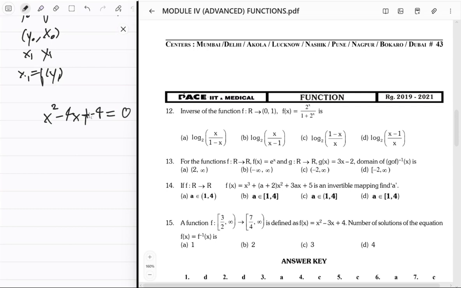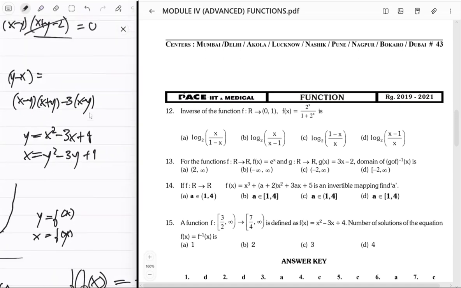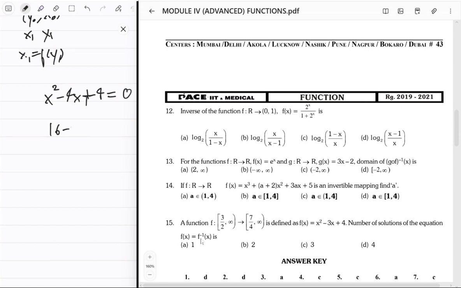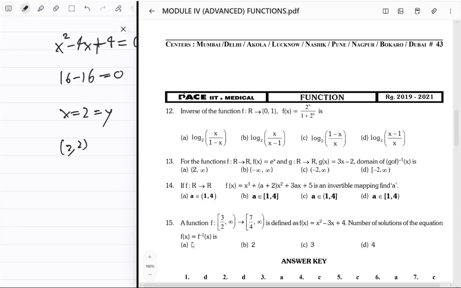If x will actually be equal to y, then these 2 points automatically satisfy this equation. That's what matters. So you solve this thing, and the number of solutions will be the number of solutions of the equation f of x is equal to f inverse of x. And the discriminant for this guy is 16 minus 16, equal to 0, which means there's only one solution, which is x is equal to 2, of course. So only x equal to 2 and also y equal to 2, right? So 2 comma 2 is the only point that sits on this guy. So only x equal to 2 is going to be the solution. So there we go. 15th answer is A, 1.